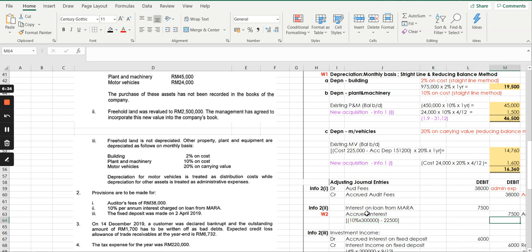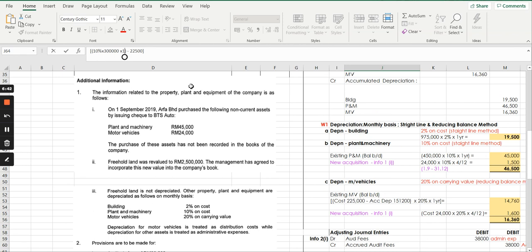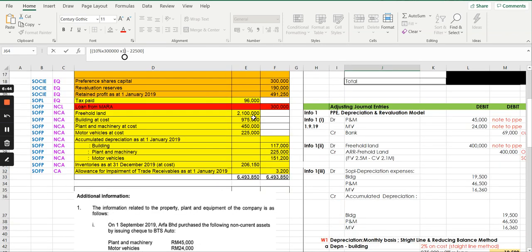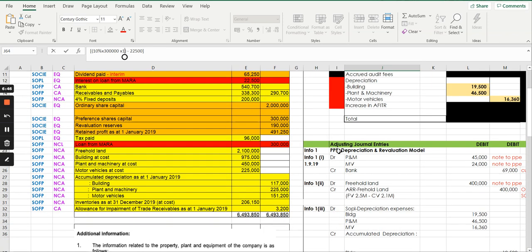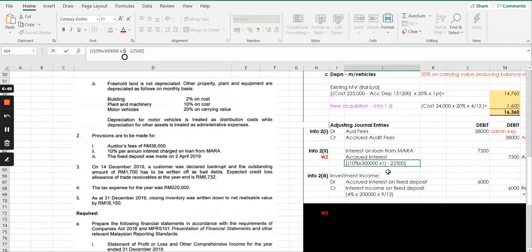To do that, 10% times 300,000 for one whole year will give you around 30,000. However, the company has only provided for 22,500. If the company had provided 30,000 already in the trial balance, you would not need to provide for the interest accrued here. But here it is not enough.